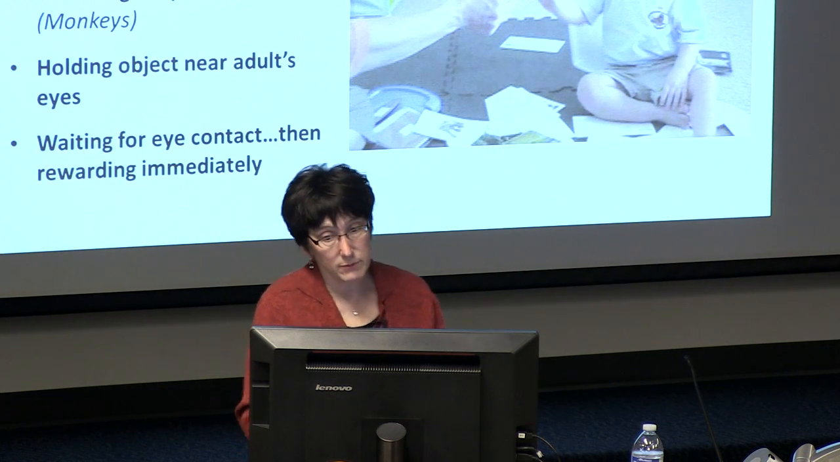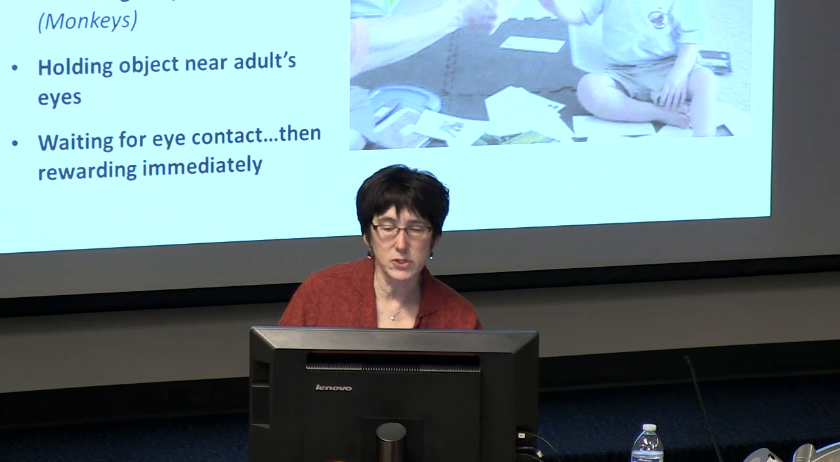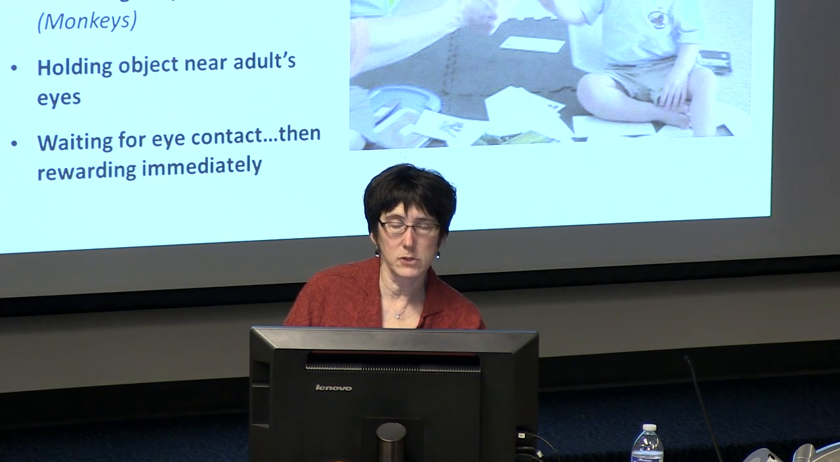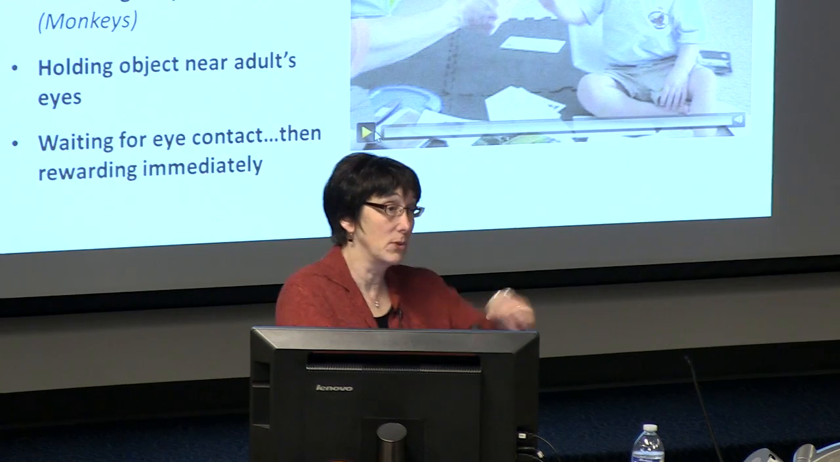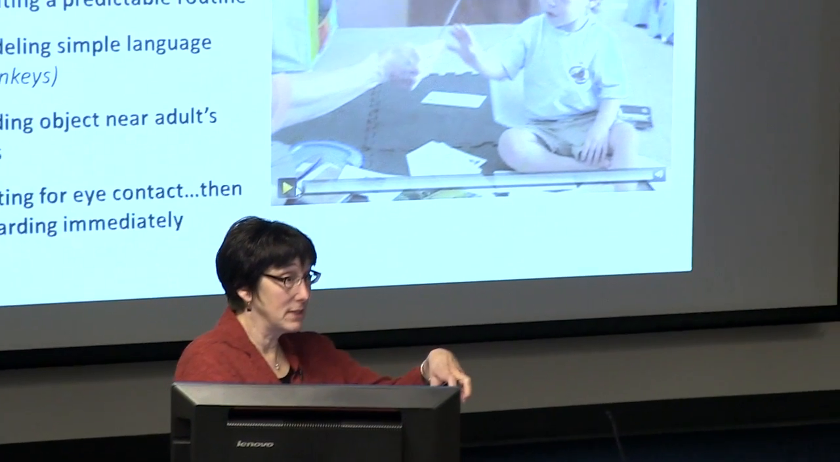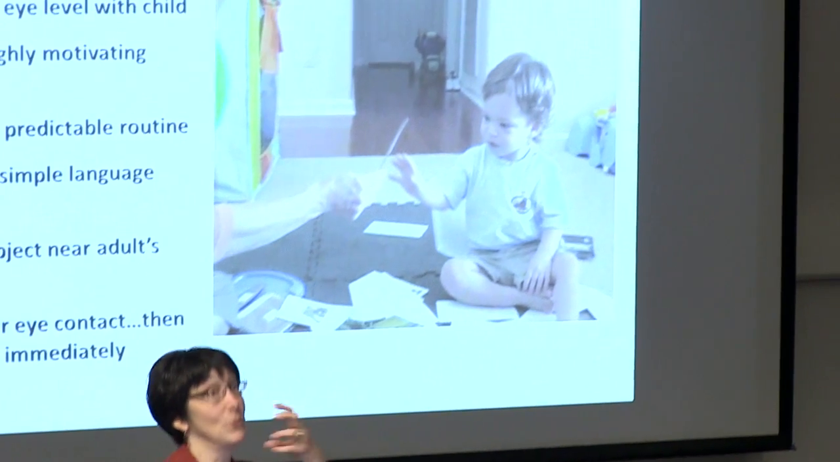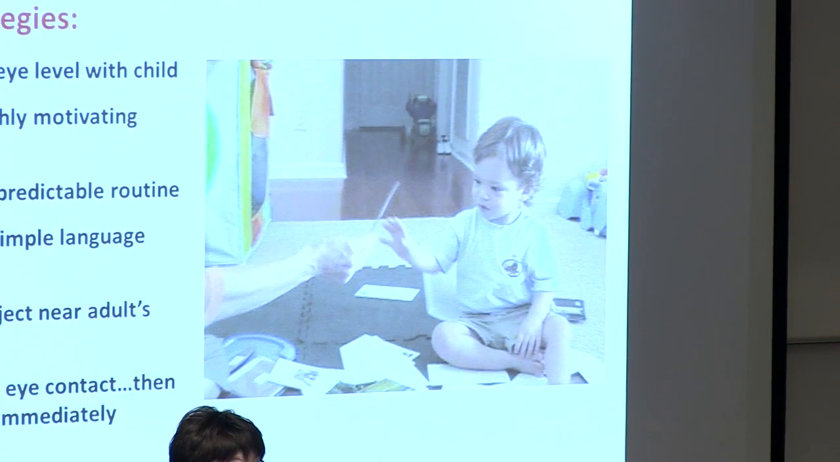All right, so this is a very different age child, but this is just an example of getting the child to look at the adult. But we did see it also in the top, where she paused, she said one, two, and then he looked to see why she wasn't saying three.